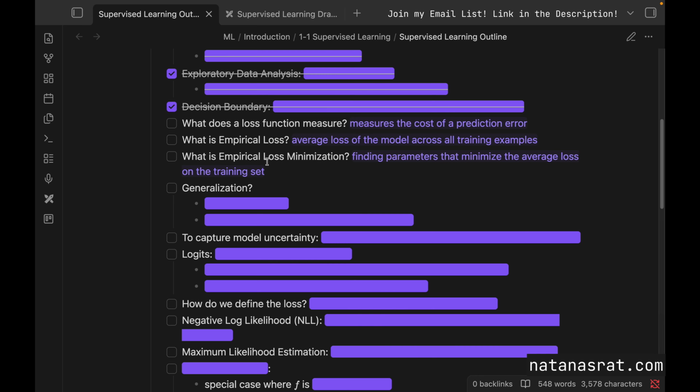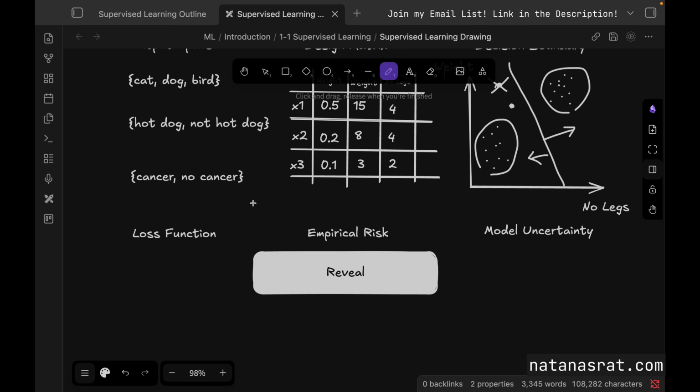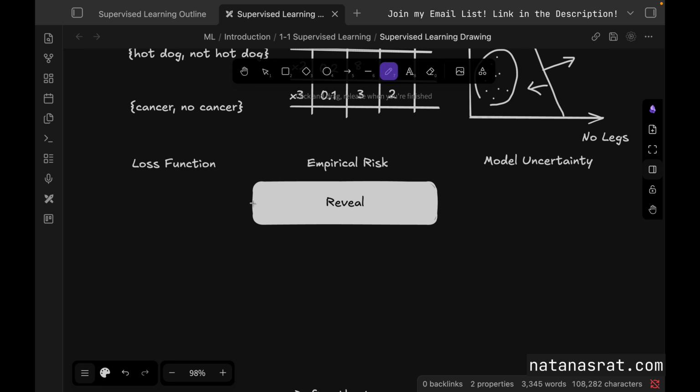When we come to empirical loss minimization, this refers to finding the parameters of the model that minimize the average loss on the training set. Let's talk about generalization. This is the ultimate objective. Of course, we can minimize the empirical loss, meaning we are optimizing for the training set, but generally we want the model to be able to generalize for different kinds of new examples.